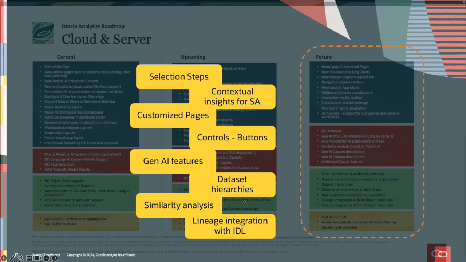On the data sets, there are a lot of features coming, as you see on the roadmap for the future section. The dataset hierarchy is one of the popular ones that's been asked for, so that's the one I'm highlighting, and we'll start working on it. On the augmented side, we'll add some capabilities for similarity analysis. We also have a new offering that we announced at CloudWorld called the Intelligent Data Lake. One of the most critical features that a lot of our authors want is lineage integration, so we're trying to figure out how we can add lineage integration powered by IDL behind the scenes.